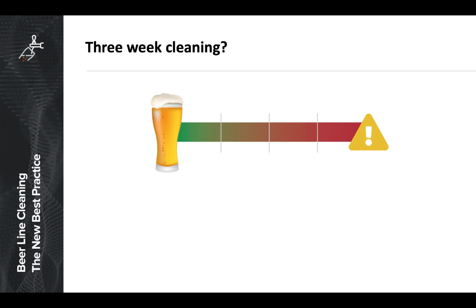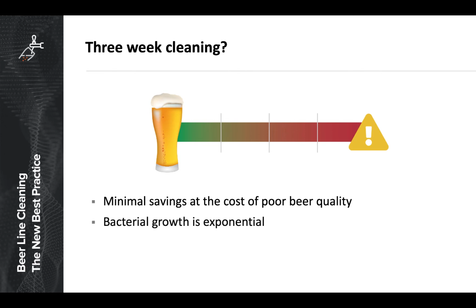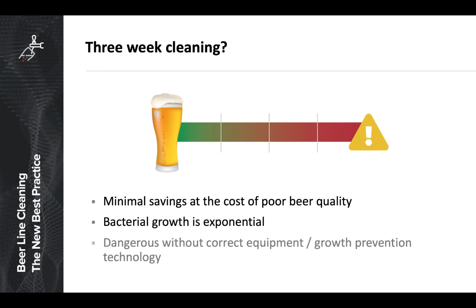There are venues out there that have switched to a 3-week cleaning cycle to save on wastage, but this is really playing with fire. Firstly, you're looking at minimal savings at the cost of poor beer quality. How do we know this? Over the years, we've conducted dozens of bacterial tests at pubs and clubs across Australia, and bacterial growth is exponential. And going beyond 2-week cleans is dangerous without the correct equipment and growth prevention technology. It's simply not worth the risk.